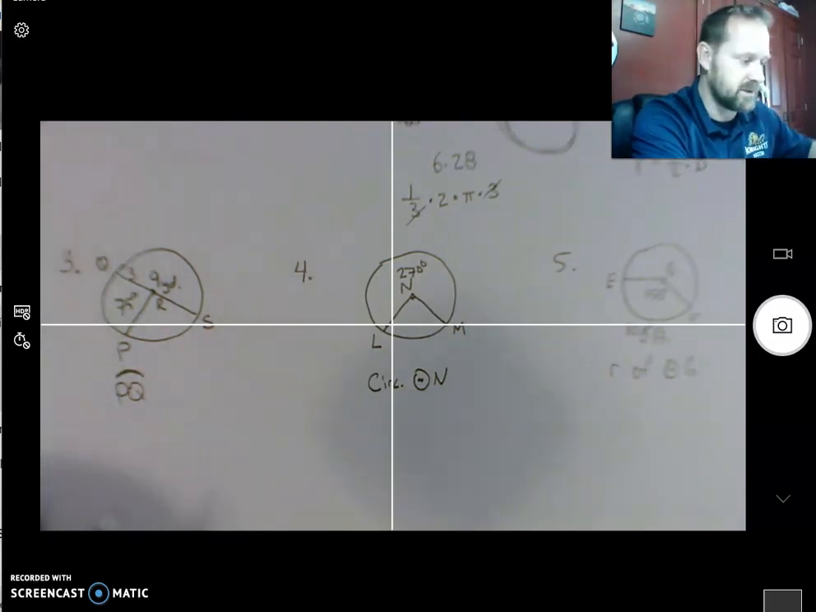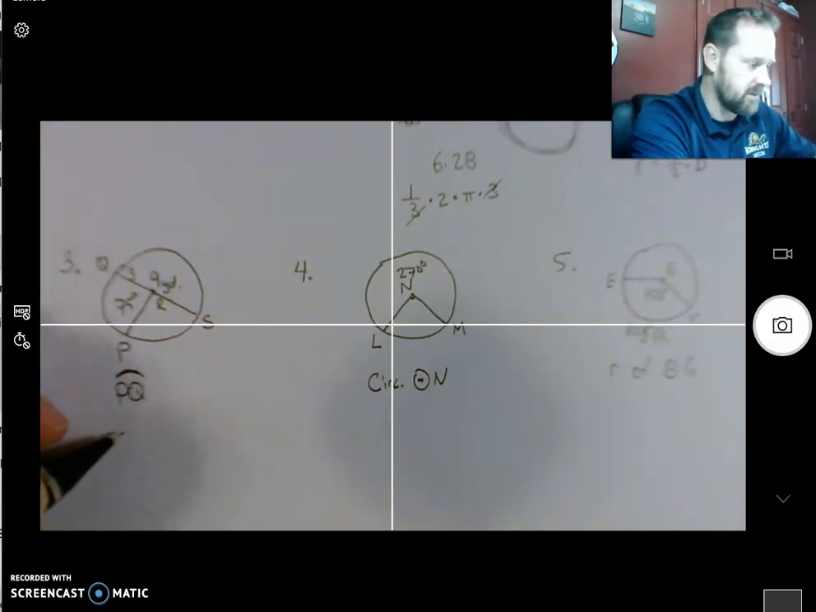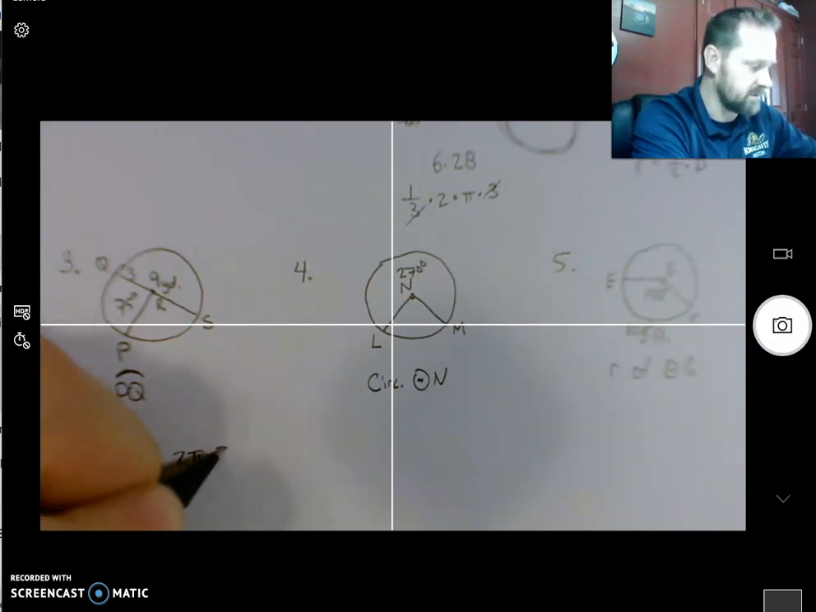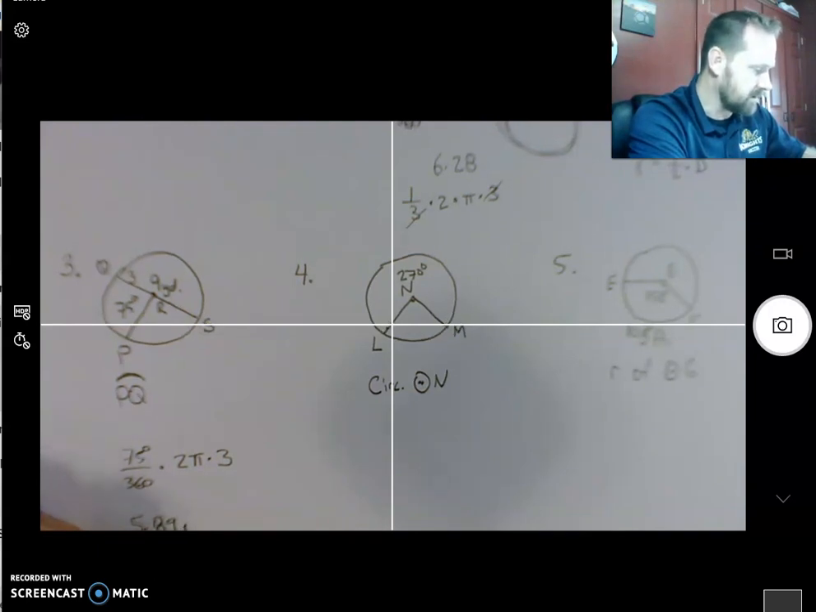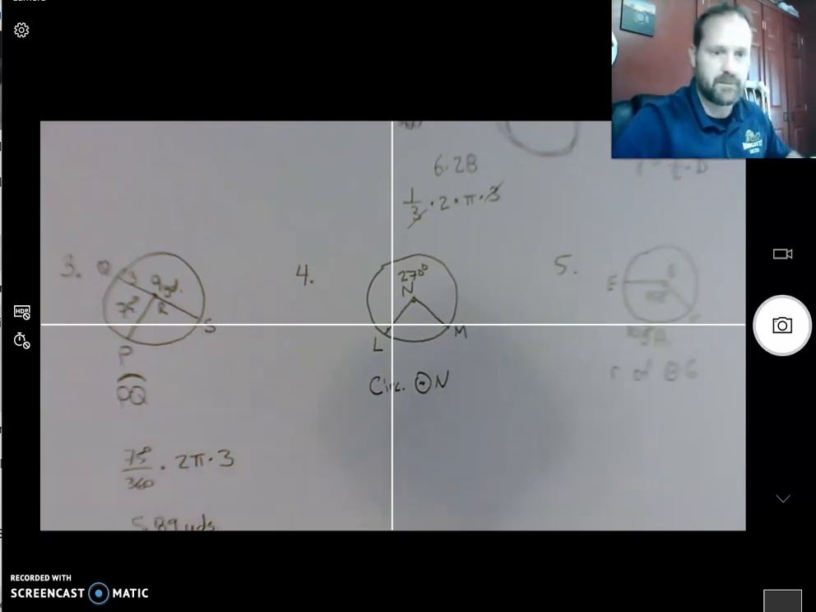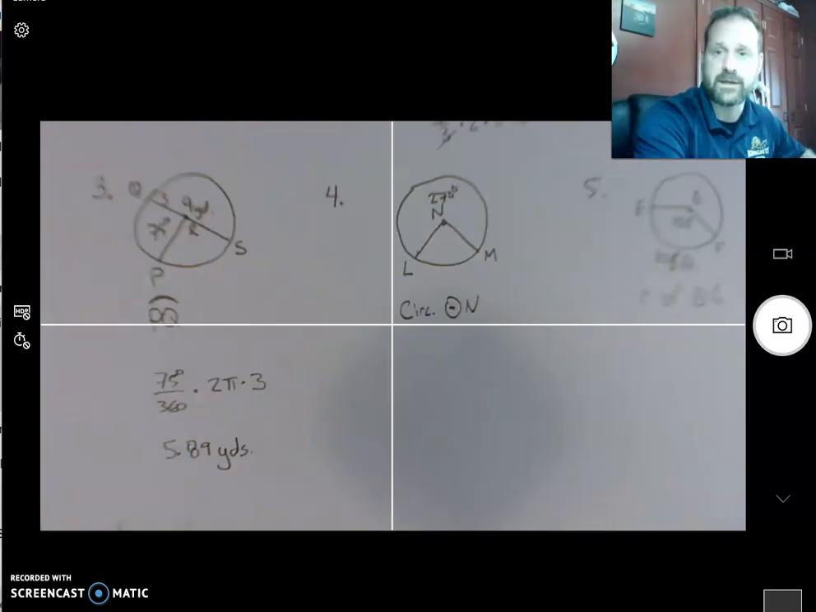Okay. So I'm going to just plug and chug here. Measurement of angle AB is 75 degrees. Divide by 360. Multiply by 2 pi times 3. And calculating that out, that should be 5.89 yards. Okay, it's nice to have the answer in front of you.